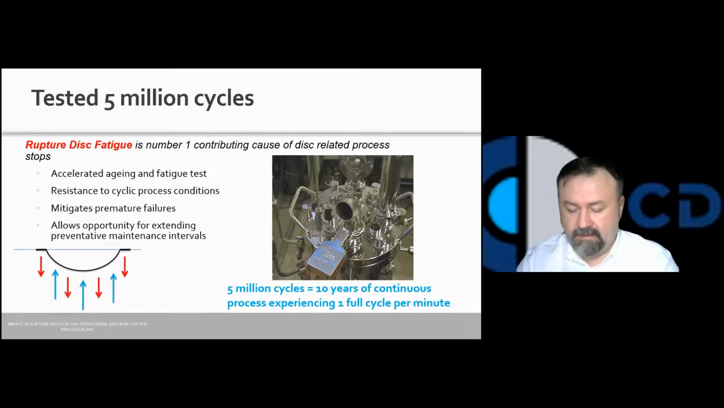As we already touched on, the way to prevent it is to carry out maintenance, so a replacement of the rupture disks every so often, and the cycles would depend upon the process conditions. But what if we use technology to try to mitigate the process impact on fatigue of the rupture disks? And that's what 5 million cycles is.